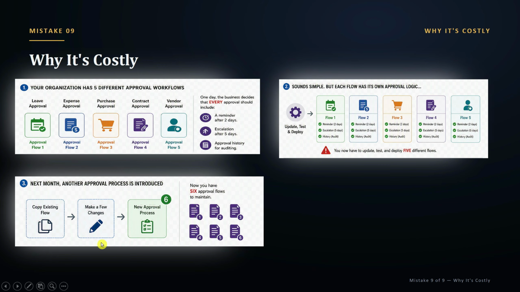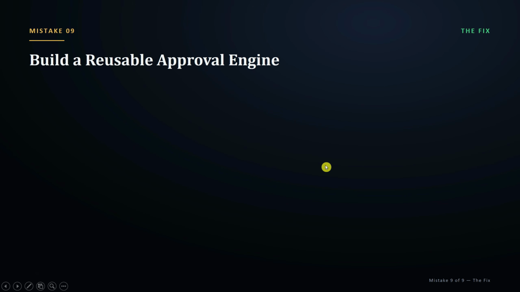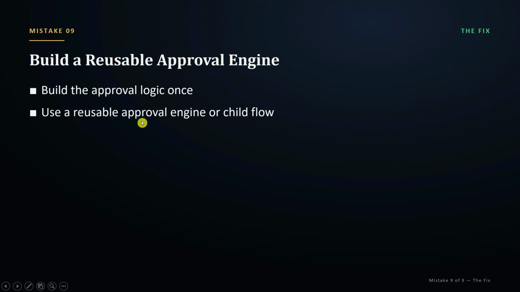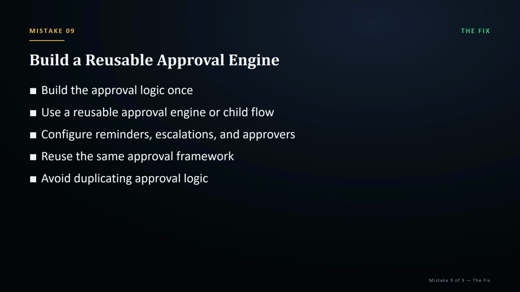Next month, another approval process is introduced. You copy an existing flow and make a few changes. Now you have 6 approval flows to maintain. The more approval flows you have, the harder they become to maintain. So the fix is, instead of rebuilding the same approval logic every time, build it once and create a reusable approval engine or child flow for common approval functionality. If different business processes need different reminder schedules, escalations, and approvers, make them configurable instead of hard coding them into separate flows. That way, every business process can have its own behavior without duplicating the approval logic. The rule of thumb is build once, configure many.